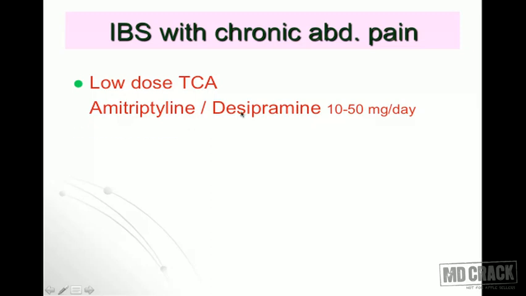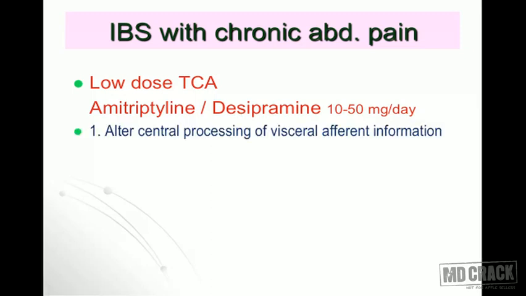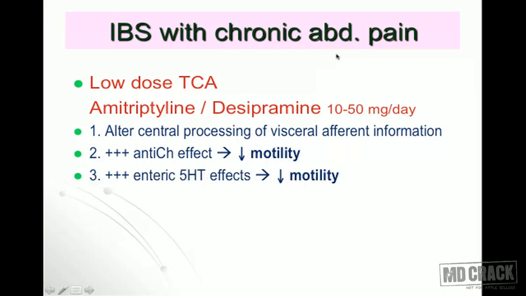These drugs can be tried in this patient, and there are various mechanisms proposed how low dose TCAs are helpful in IBS with chronic abdominal pain. The first mechanism is TCAs probably alter the central processing of the visceral afferent information. So alteration of the processing of the information which is coming from the visceral afferents. That's the first probable mechanism. The next mechanism is the anticholinergic effect, and this anticholinergic effect is going to produce decreased motility, and this decreased motility is going to help relieve the abdominal pain.